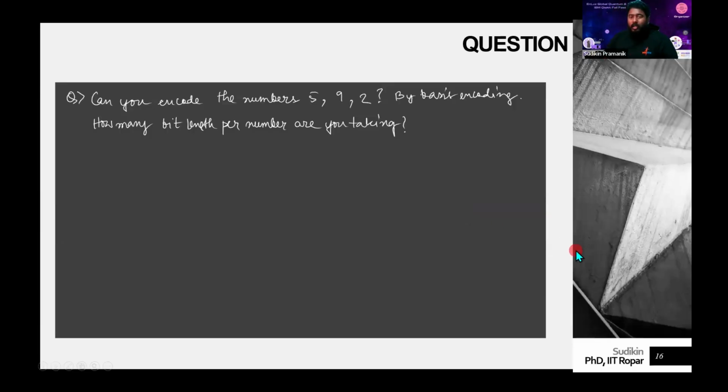So can you encode the numbers 5, 9, and 2? If you can, just tell me how many bits per number you are taking. My question is mainly the second part: how many bits per number are you taking? And if you can encode it in basis, do it. I'll give you only 10 seconds for the last part of the question. The first part, you can skip. The last part is important. 16 bits. Okay, let's see.